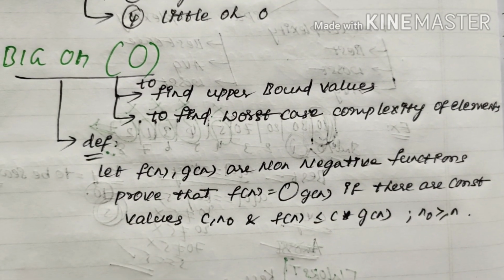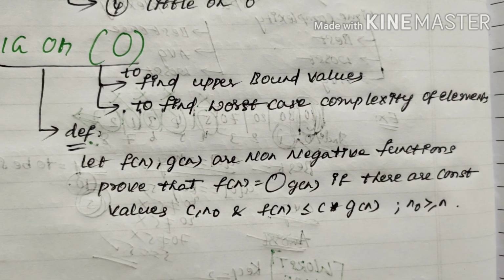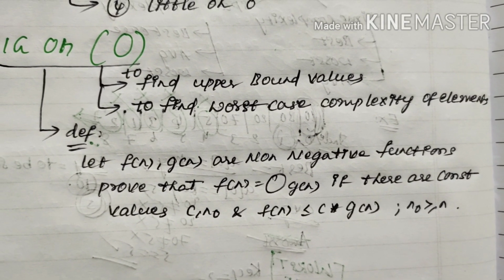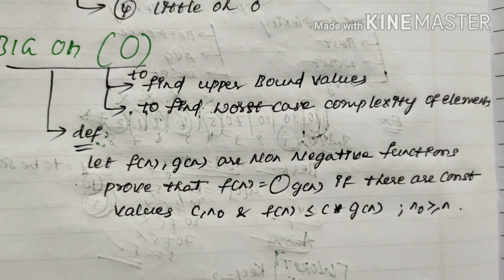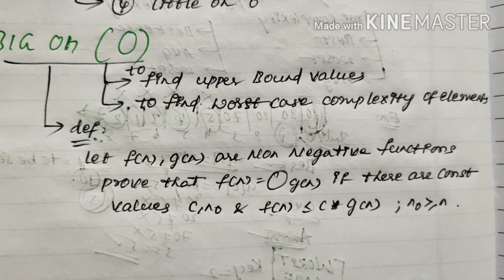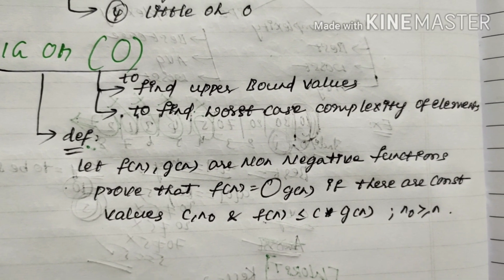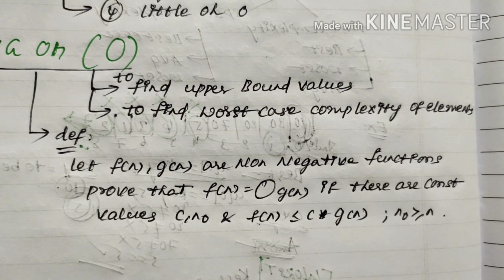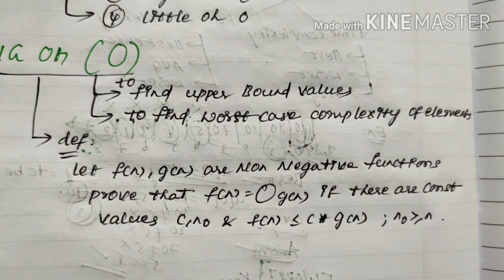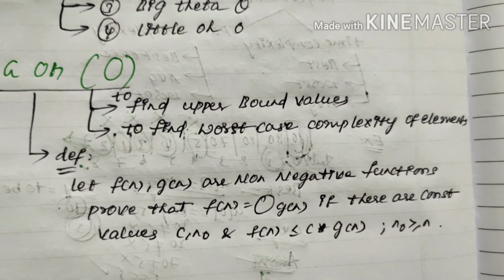Let us explain big O with an example. Before that, let's just have a look at the definition. f of n and g of n are two non-negative functions. We are going to prove that f of n equals big O of g of n if there are constant values c and n naught for which this condition works, with n greater than or equal to n naught. Now we are going to prove this big O notation with an example.